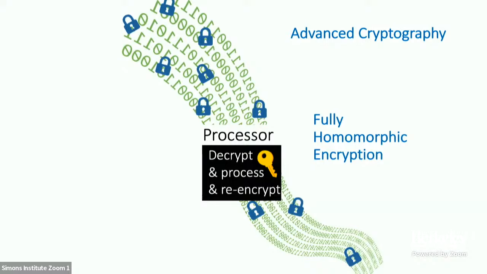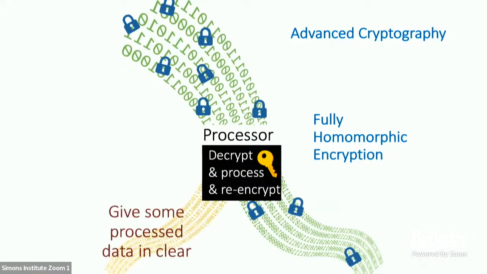But now again, program obfuscation is very flexible. I can also give away part of the processed data in the clear without re-encryption. And now this implements yet another powerful tool called functional encryption. And we can even think about combining both of them together.